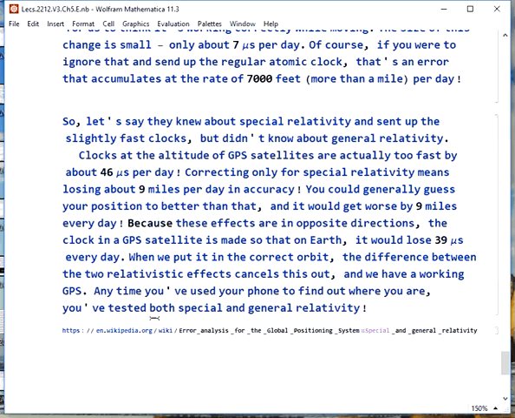Because these effects are in opposite directions but not the same size, we make the clock in a GPS satellite so that on Earth it's 39 microseconds slow every day. We put it in the correct orbit, and the two relativistic effects that don't quite cancel would cancel that 39 microseconds out, and we have a working GPS. So if you've ever used your phone or a GPS system to figure out where you are, you've done a very precise test of both special and general relativity.